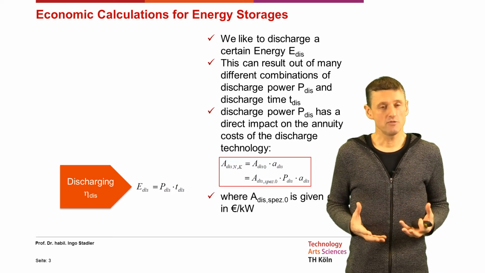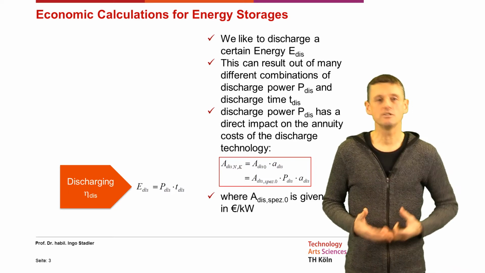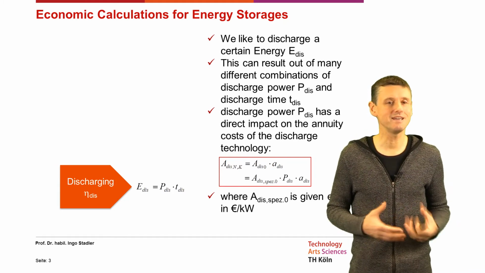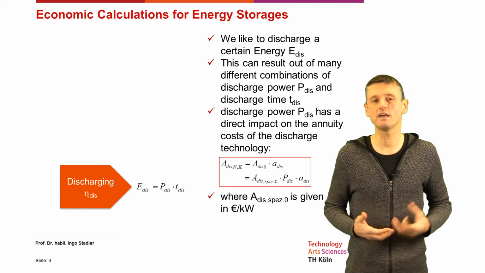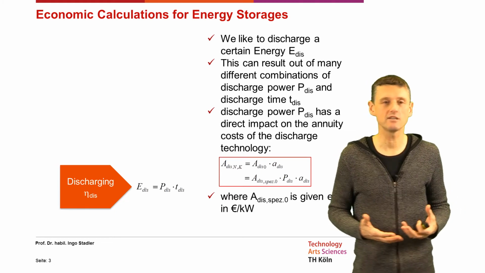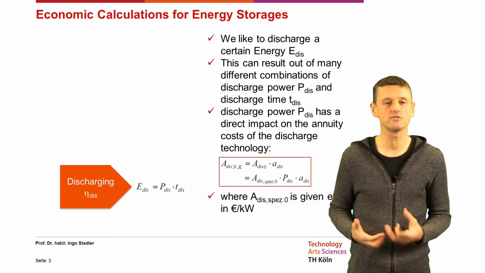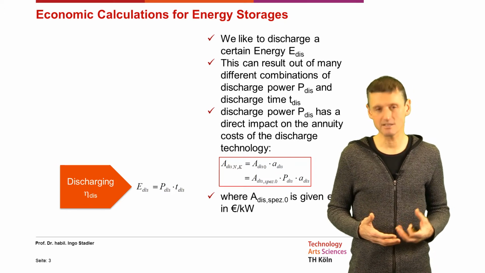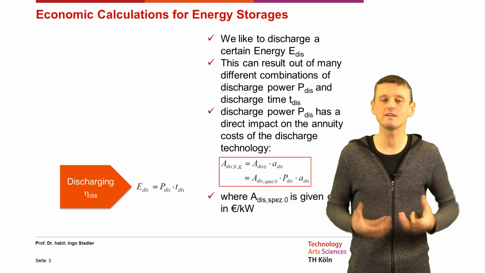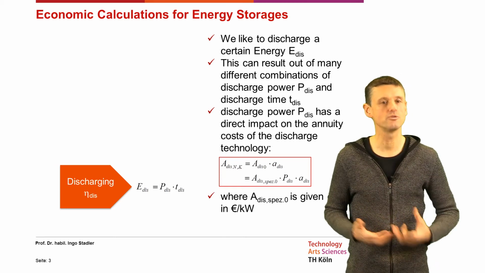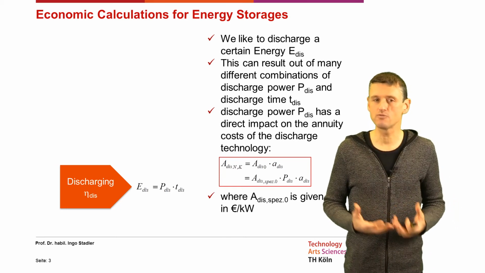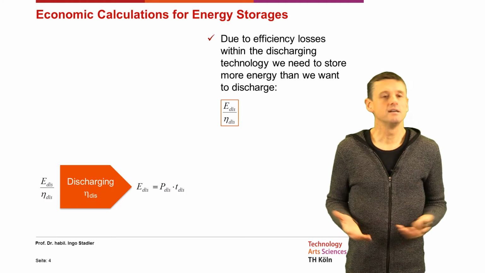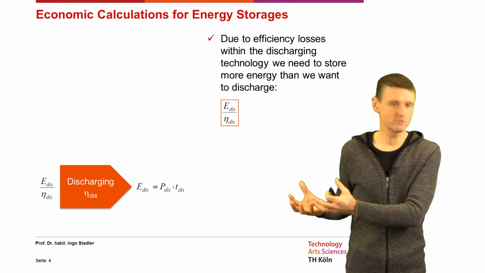The discharge power P this has a direct impact on the annuity costs of the discharge technology. So the annuity A this NK is equal to A this 0, the investment in that technology, times the annuity factor of the discharge component. And that we can say is equal to A this specific 0, the specific investment in that technology in euro per kilowatt, times the power for discharge P this, times the annuity factor. That is what we end in, what we want to discharge.